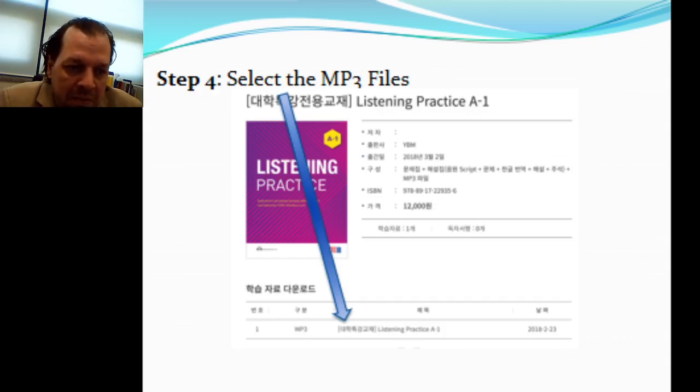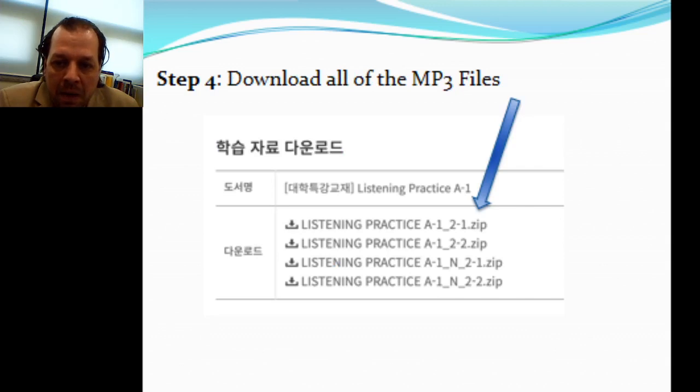Grab the MP3 files. Again, you're looking for B1, and you can download them all, or I would say download them all if you can, if you have room. There are 2 different kinds here. One of them plays each unit without stopping. The other one, you can play each audio track singularly.